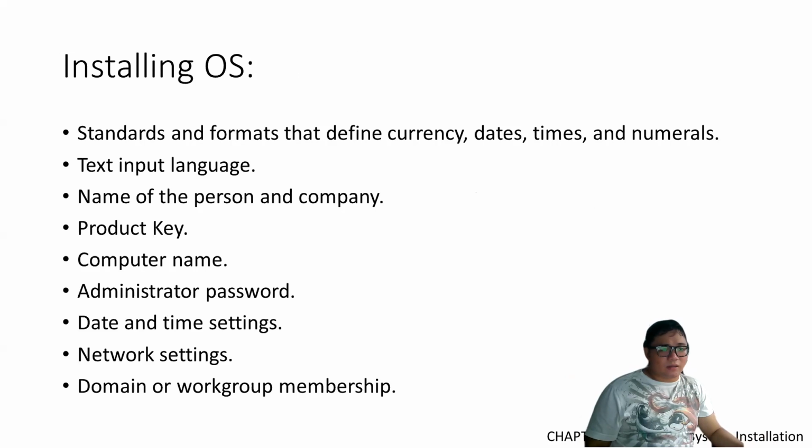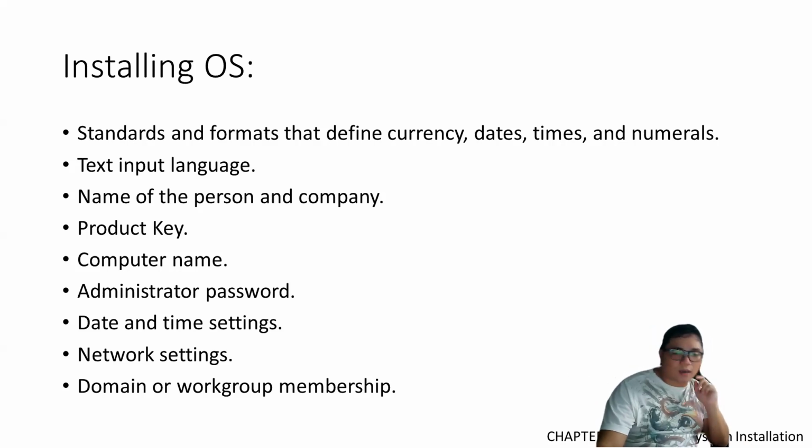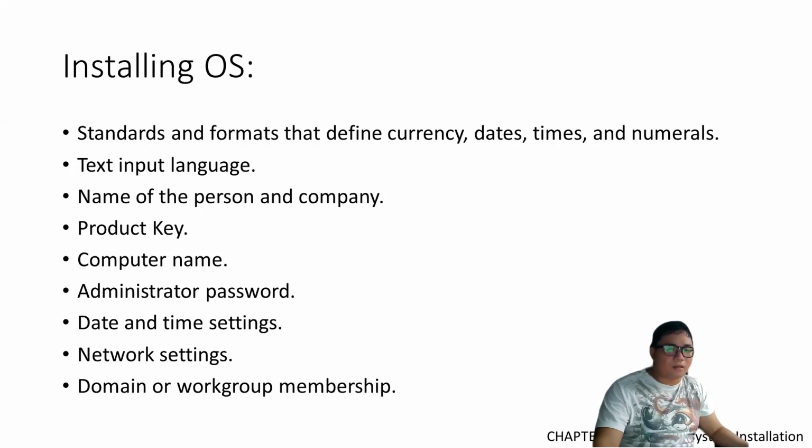Installing the operating system, we have the standards and formats that define the currency, the dates, times, and the numerals. Text input, language, the name of the person and the company, the product key, the computer name, administrator password, date and time settings, the network settings, the domain or workgroup membership. So those are the things that we need to check when we're installing the operating system.